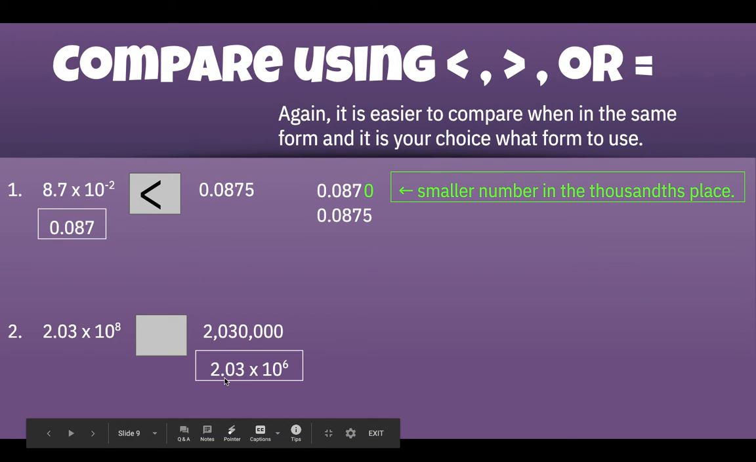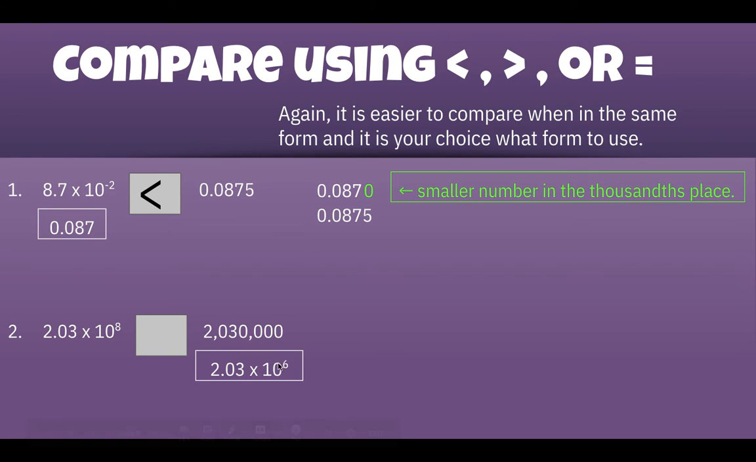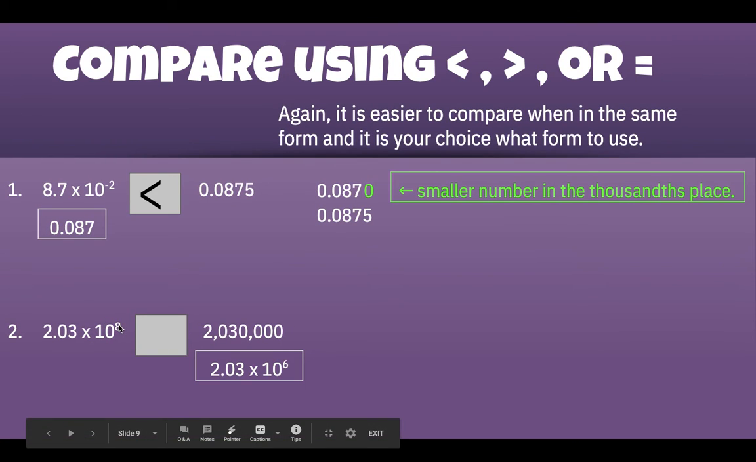Now if we look at this, being that we have different exponents, we can just see which one is bigger. 8 is bigger than 6. Smaller exponent, so smaller number. So our answer is 2.03 times 10 to the 8th is greater than 2,030,000.